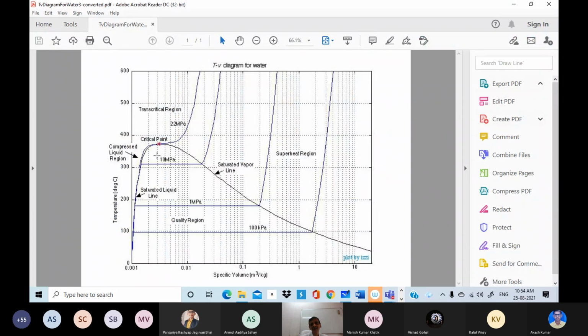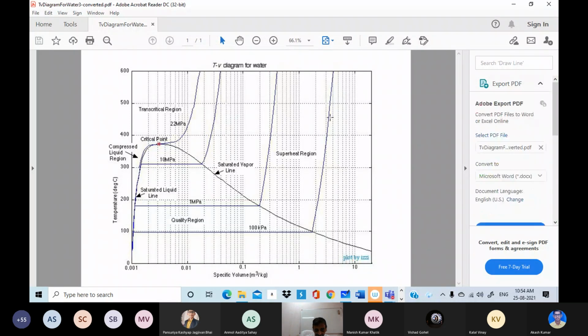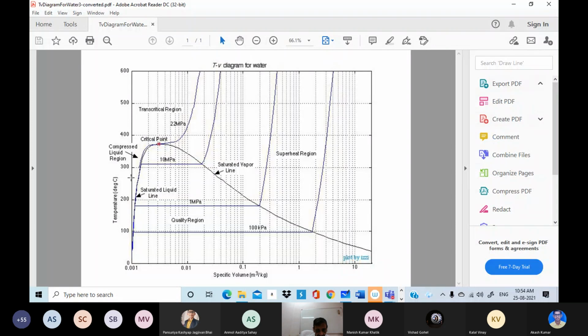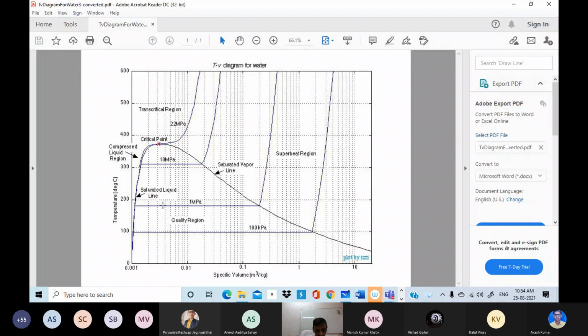So the TV diagram drawn accurately is this. So this is the dome. Here you have superheated vapor. Here you have subcooled liquid, and this is the liquid and vapor region, and this is the critical point.